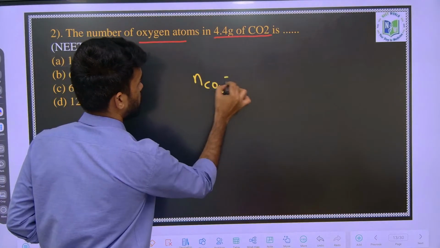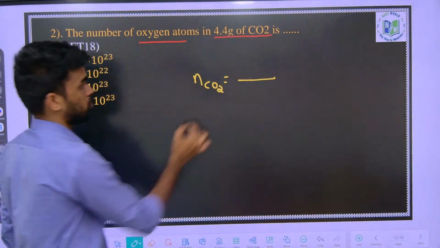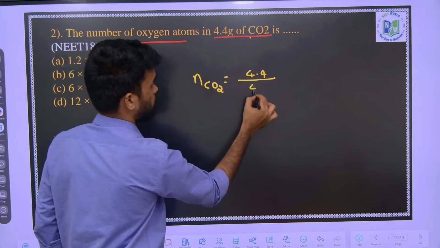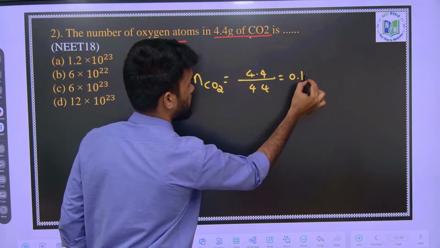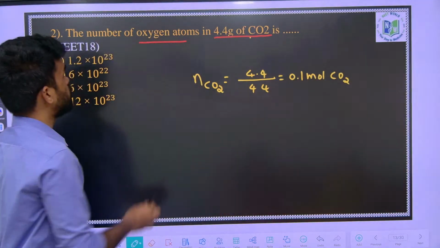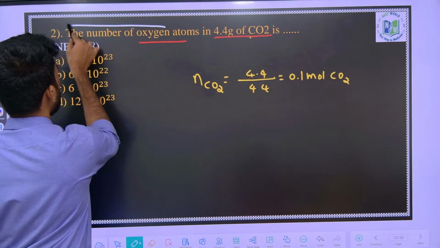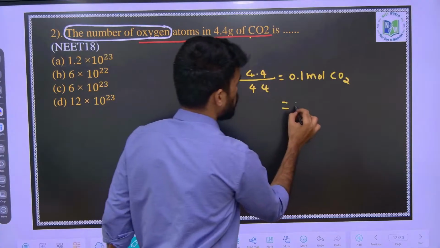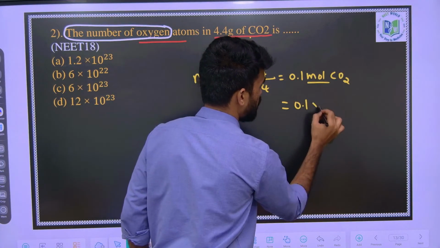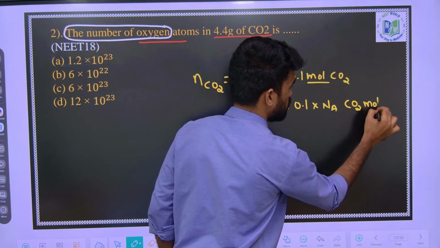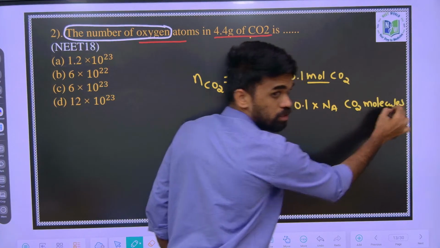Number of moles of CO2 you find. Given weight is 4.4. What is the molar mass of CO2? 44. That gives you 0.1 mole of CO2. So they are asking the number of oxygen atoms. Okay, 0.1 mole means 0.1 times Avogadro number of CO2 molecules are there. This many molecules are there.